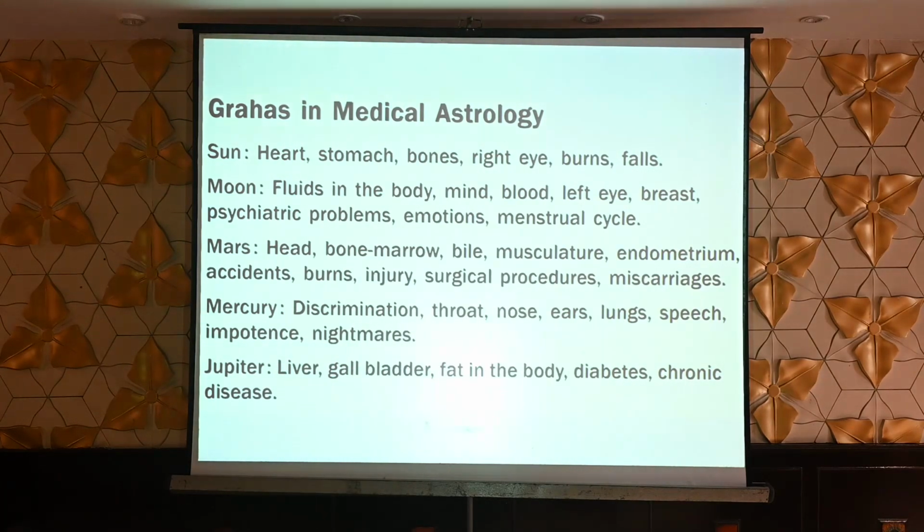Mercury is a planet of discrimination, and throat, nose, ears, lungs, speech, also impotence and different problems, bad dreams and things like that. That is Mercury. Jupiter is the best benefic planet, and Jupiter is a karaka or indicator for liver, gallbladder, fat in the body, and because fat in the body, therefore diabetes, and Jupiter is a slow moving planet, so therefore also chronic disease.